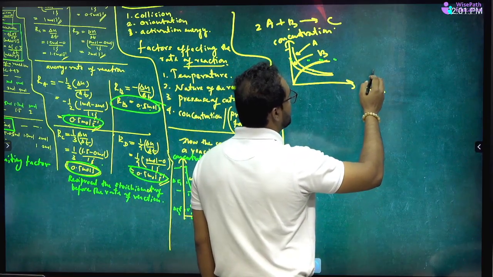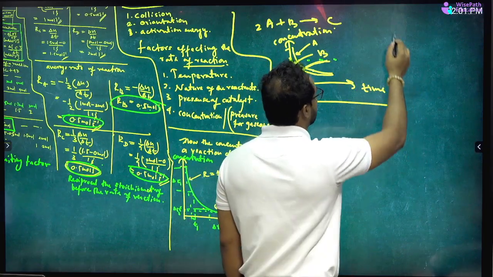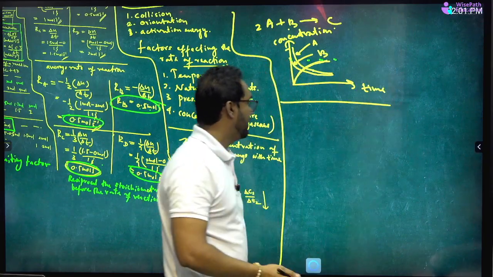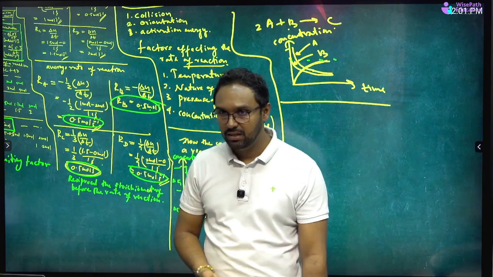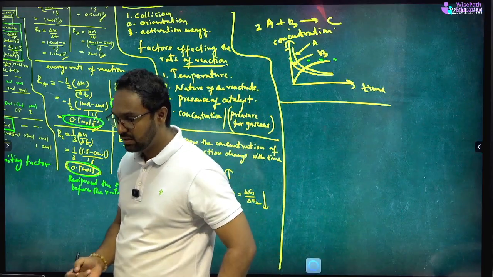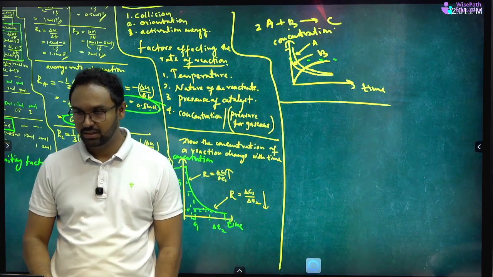Now the next is, if I change these factors affecting the rate of reaction, how does it affect the graph is the next question.